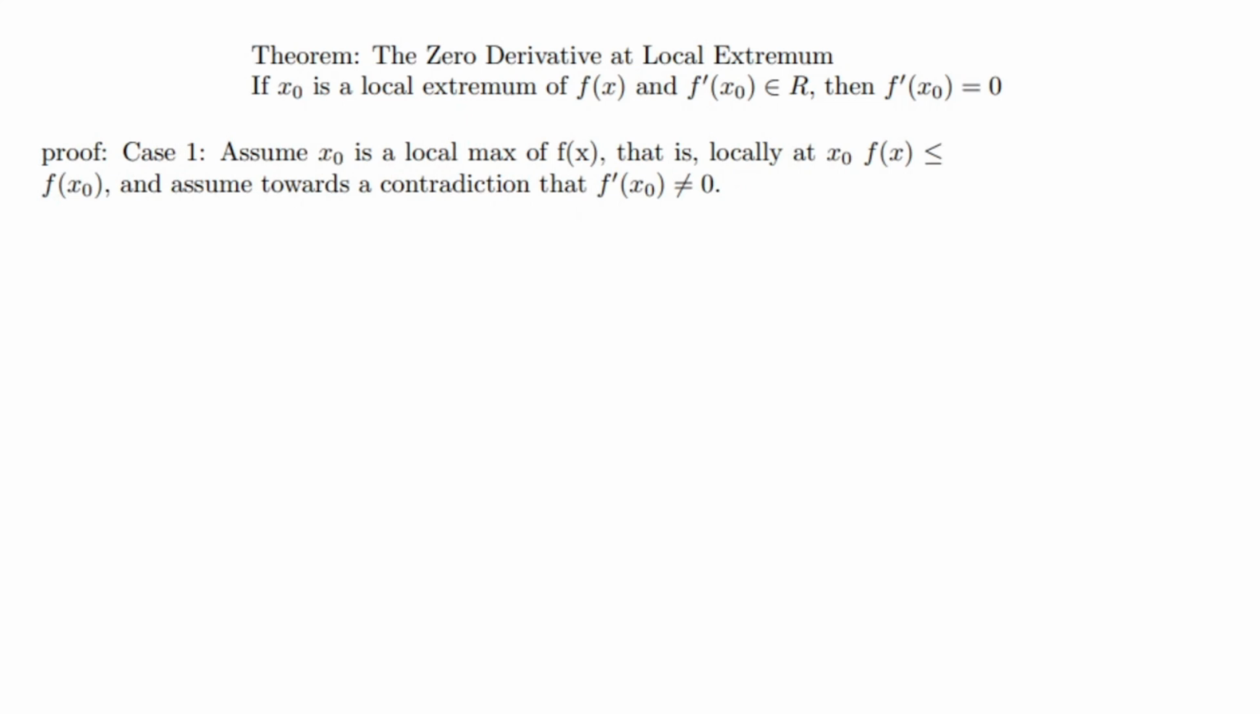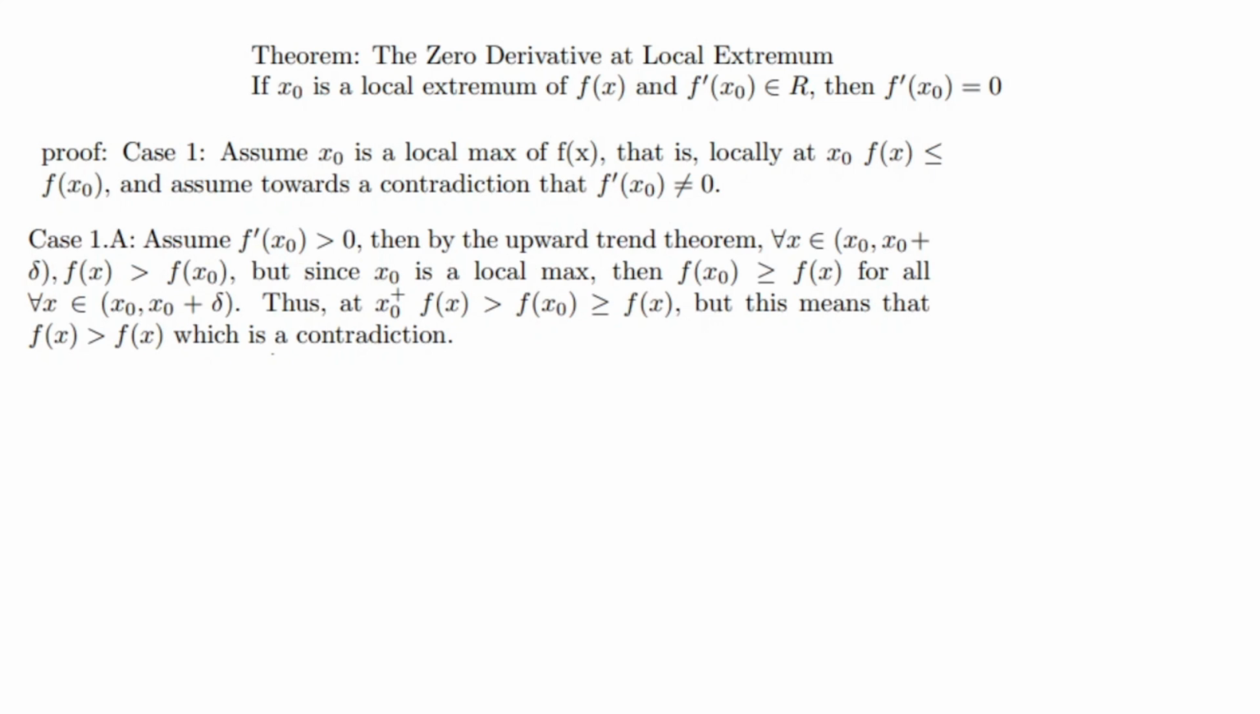So case one, we're going to assume that x naught is a local maximum. That is our definition. Locally at x naught, f of x is less than or equal to f of x naught. And we're going to assume, toward a contradiction, that it is not zero, right? We want to show that it is zero, so we're going to assume it's not. Now, case 1.a is that we're going to assume it's positive.